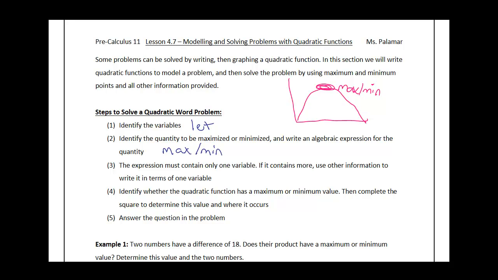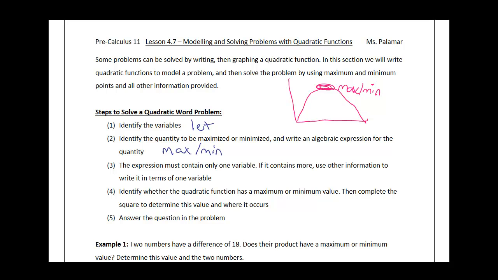So it could be an area problem, it could be a revenue problem, it could be maximum height, something of that sort. The expression must contain only one variable. If it contains more, use other information and write it in terms of one variable. So we might have to use a bit of substitution and simplifying to have our expression in only one variable.